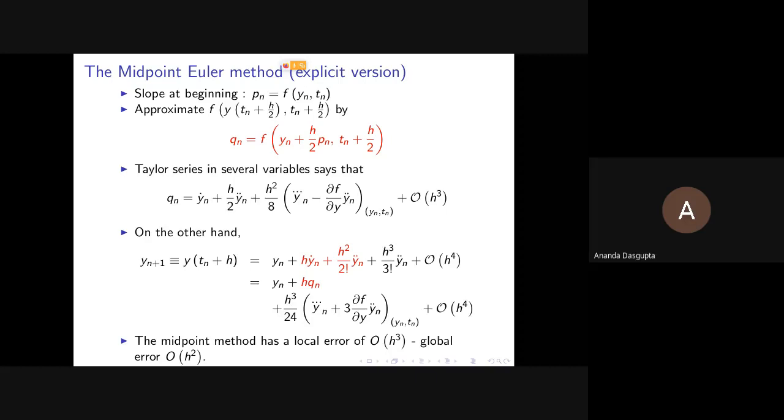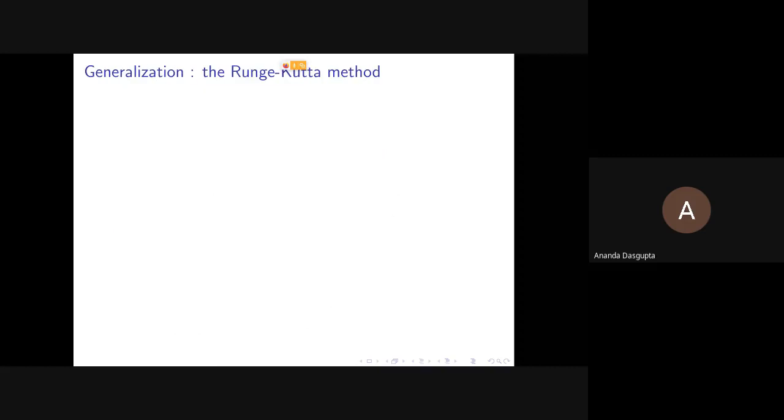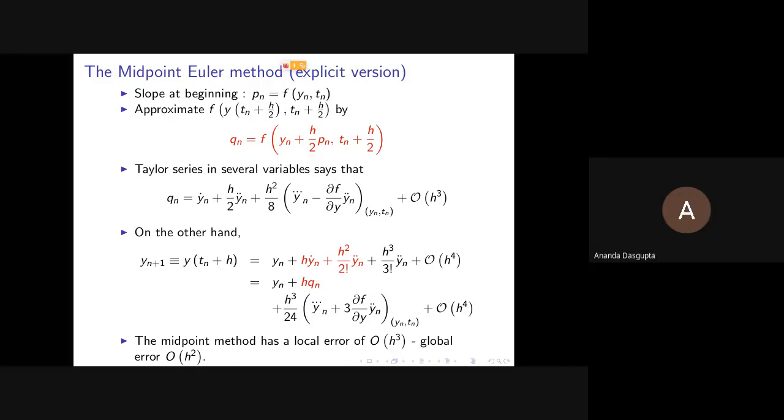Now, is this the only way of getting this far? Of course not. Why is the global error one order less? That's what I explained a while ago. Global error means the total error that you accrue when you go from the initial value t0 to the final value t1, whatever value you want. And to get there, the number of steps you need to take.